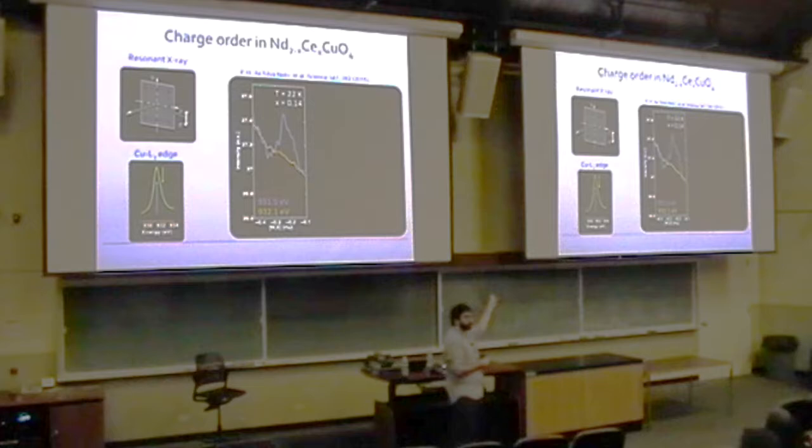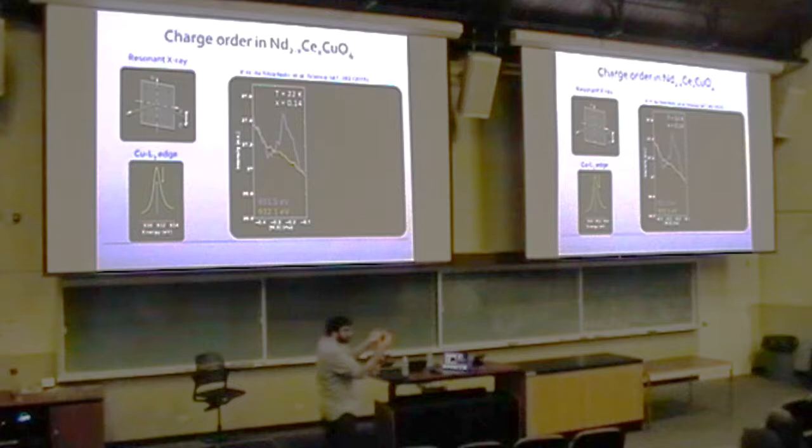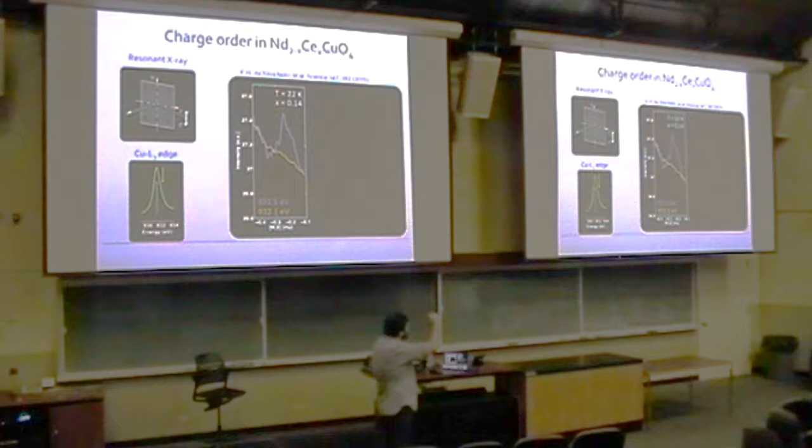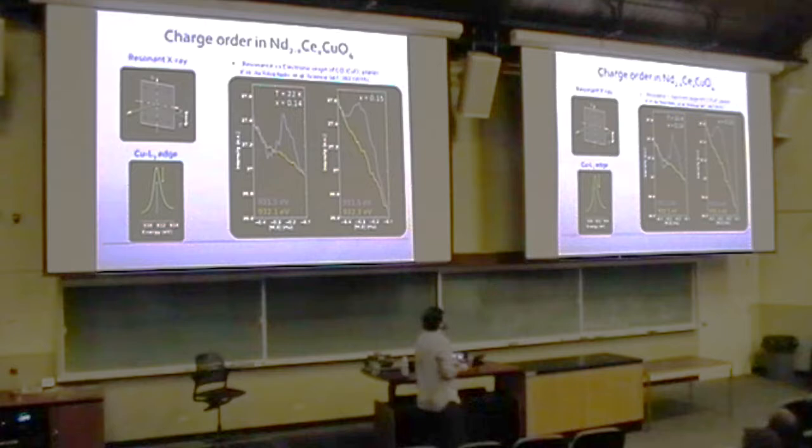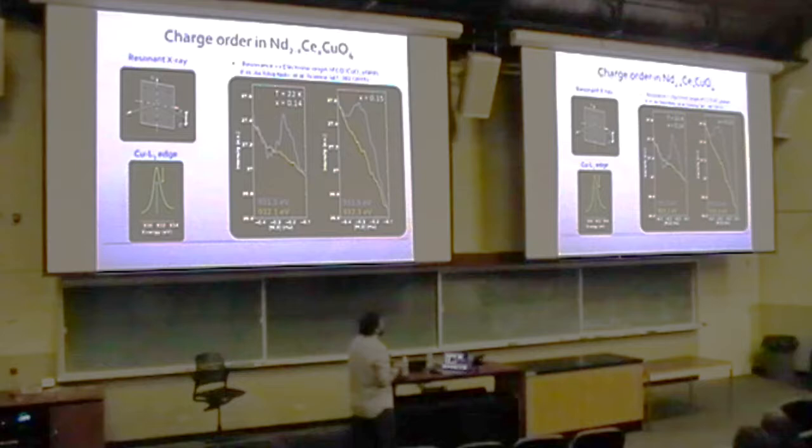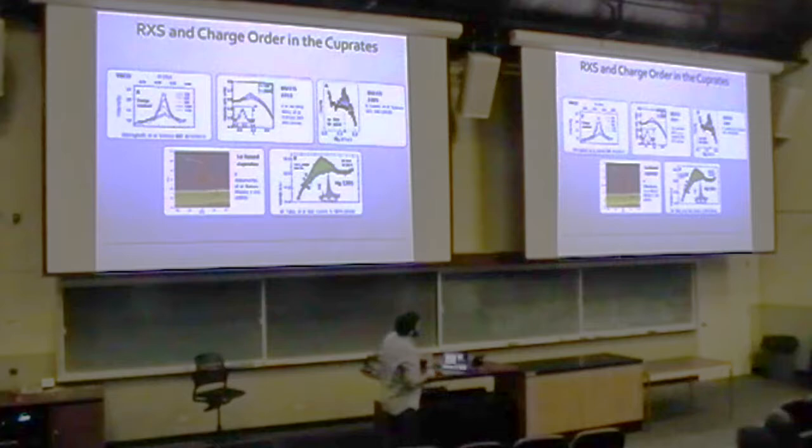Okay, so this is really teaching you that it's through that sensitivity to the intermediate states that you can really see this kind of order. And through that, you know that it's the electronic state related to the copper oxide.